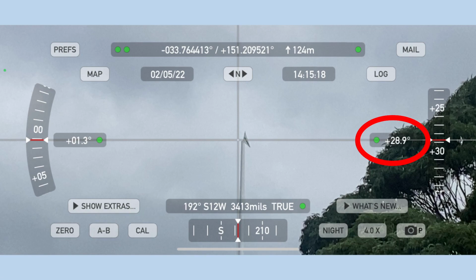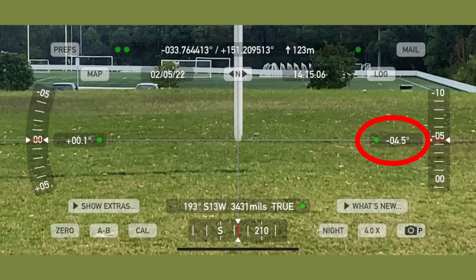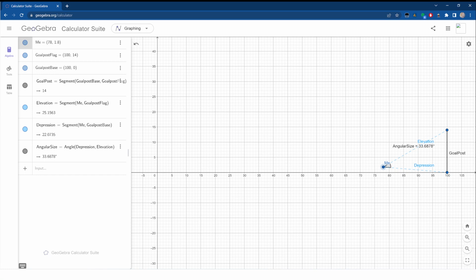And just to finish up, the elevation angle at position D, which is 22 meters out from the goalposts, and therefore 78 meters from our starting point, is 28.9 degrees. And the depression angle is 4.5 degrees, which is a total angular size of 33.4 degrees. And I'm a little off here. The calculated angular size was 33.7. What I think happened is that because I was looking up at such a steep angle to the goalpost, I think I actually had the camera about 10 centimeters higher than my eye level, which threw off the measurements a little, so meh.